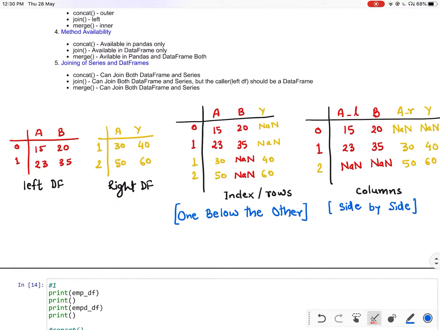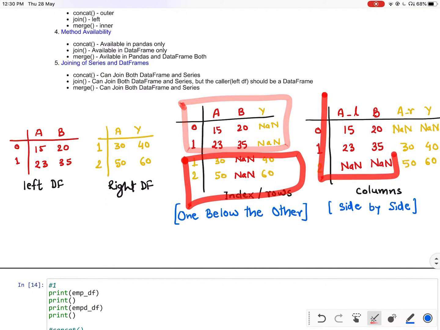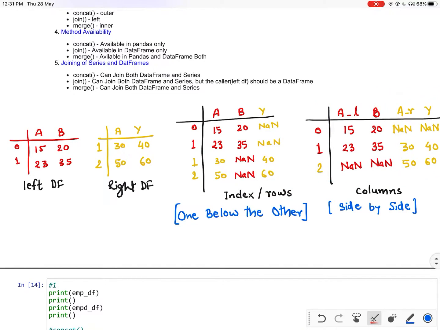In this example, I have two data frames. I can combine these two data frames, one below the other, or I can combine them side by side. So there are these two methods using which I can combine these two data frames. When I combine the data frames one below the other, this is called an index or row type of joining. When I combine the data frames side by side, this is called a column type joining.